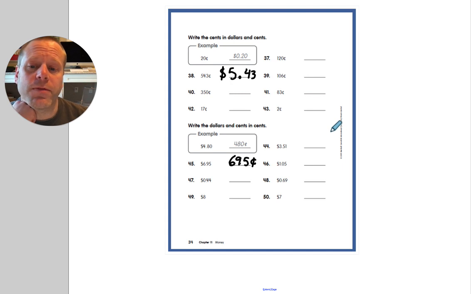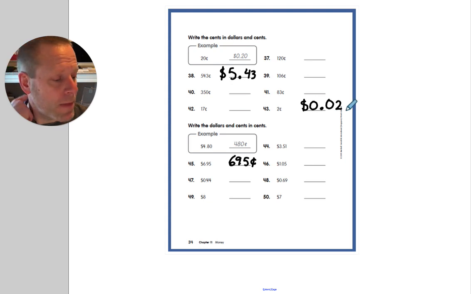This is the more useful activity, I think. Don't fall for this one here. So I'm going to say $0, 0 dimes, and 2 cents. That's a tricky one.